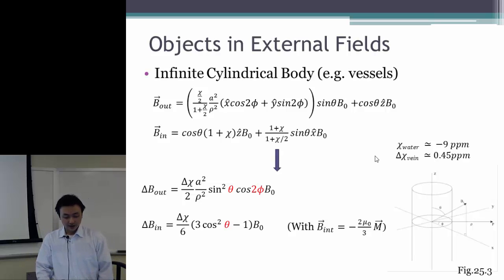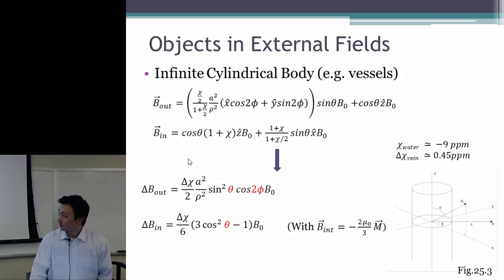The next scenario is for vessels, which in most cases are like wires. We can model them using an infinite cylindrical body. If we have a cylinder placed inside an external field, where the orientation of this cylinder has angle theta relative to the external field, then for any observation point that has angle phi relative to the external field, we can come up with this very complicated expression for the field distribution outside this cylinder, and also for the one inside the cylinder.